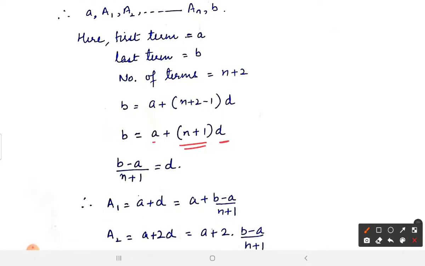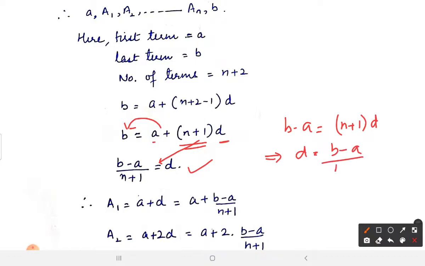So what is the value of d? Take a to the other side: we have b minus a as (n plus 1) times d. So this will imply d is equal to (b minus a) upon (n plus 1). So we have d with us, and we have the first term a with us.